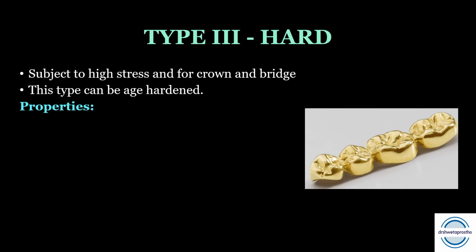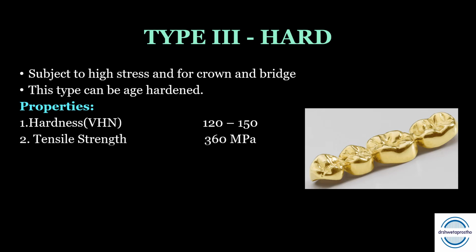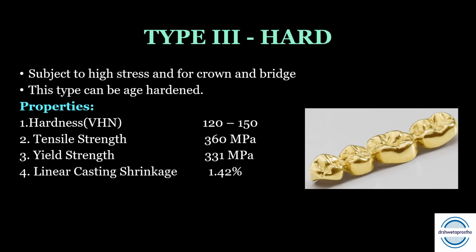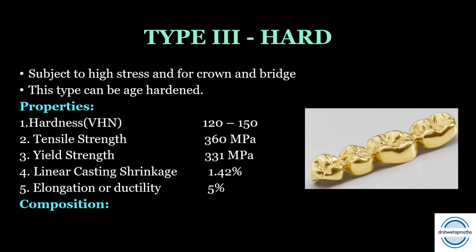Now coming to the properties, the hardness is 120 to 150, which is increased from 90 to 120 in the case of type 2. Tensile strength is 360, which is also increased. Yield strength is 331 megapascals, increased from type 2. The linear casting shrinkage is 1.42%. Elongation or ductility has decreased to 5%, which was 10% in the case of type 2.